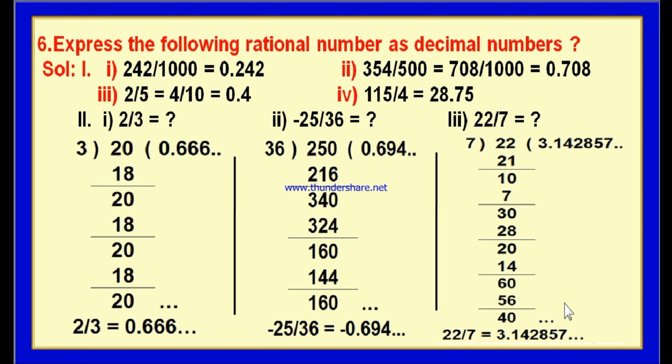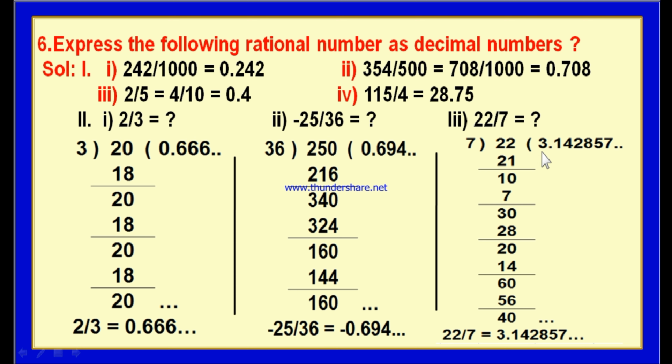Like this it may continue. If you observe this division, you will get 3.142857. There are 6 decimal places. If you divide again and again, you will get the same digits repeated in the decimal places.